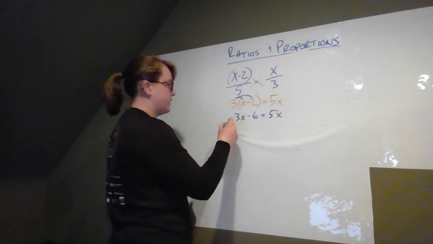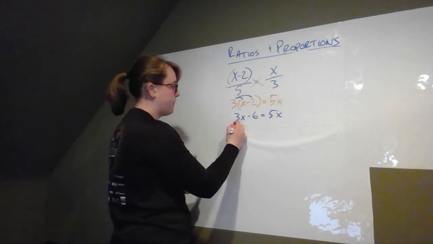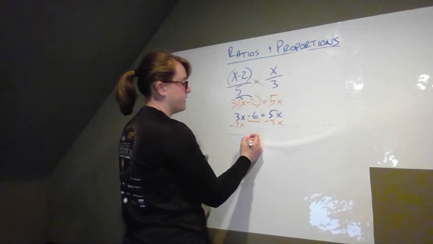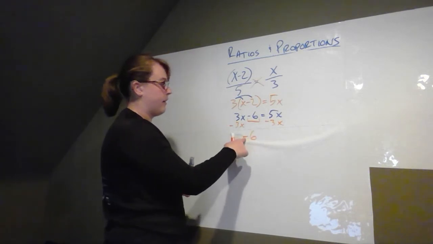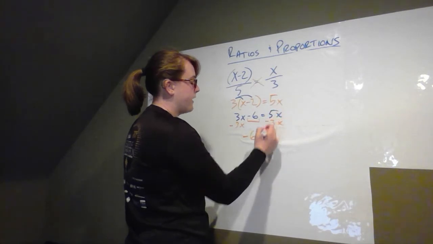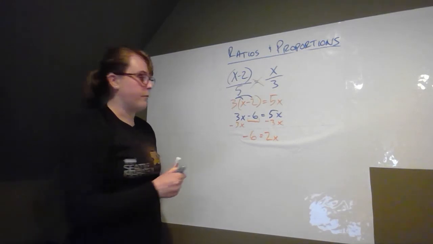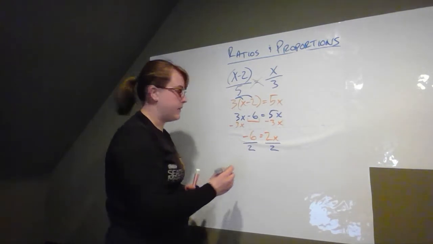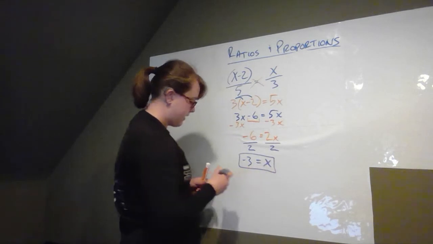And then here what I'm going to do is subtract 3x from both sides to get all my x's together on one side of the equation. And remember, this is a negative 6 since it's minus 6 right there. So when I bring it down, I want to bring down the sign with it. So negative 6 equals 5x minus 3x is 2x. Then we're going to divide by 2 on both sides. Negative 6 divided by 2 is negative 3. So negative 3 equals x.